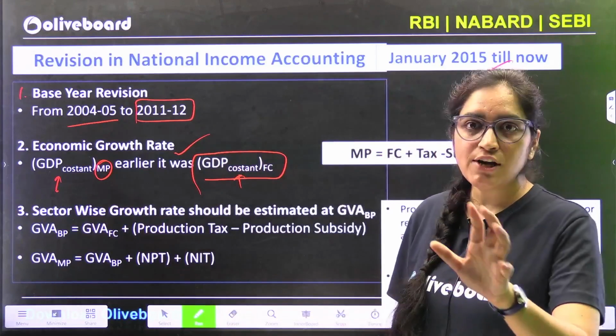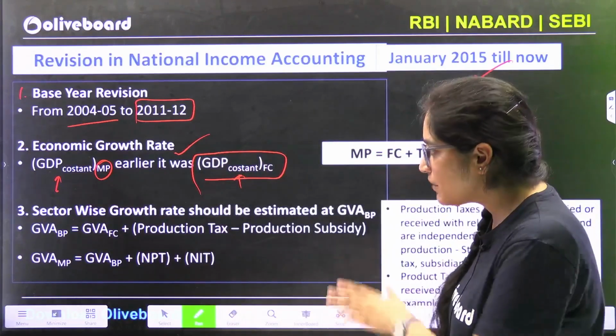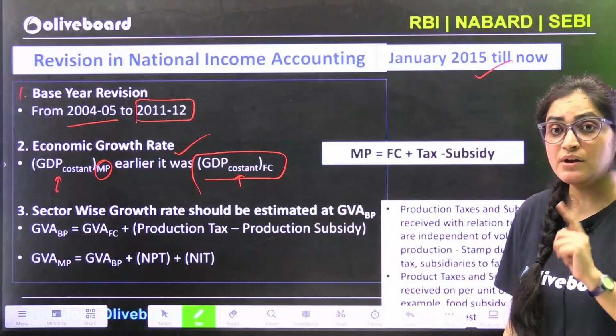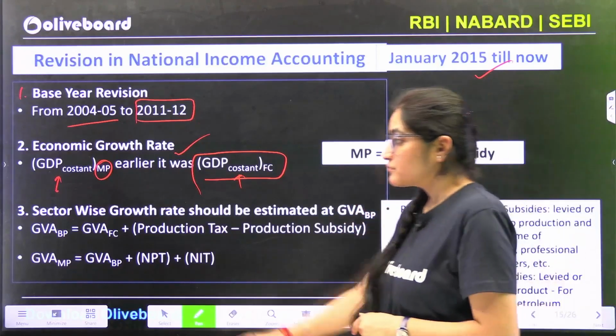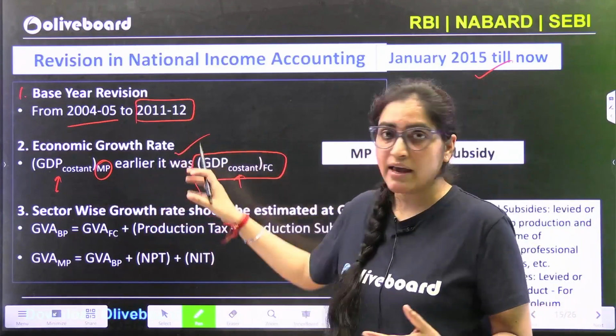Factor cost means we are not taking into account taxes. Net indirect taxes are not there. But when I am talking about market price, I am considering net indirect taxes. That means taxes are being added in the GDP MP calculation.